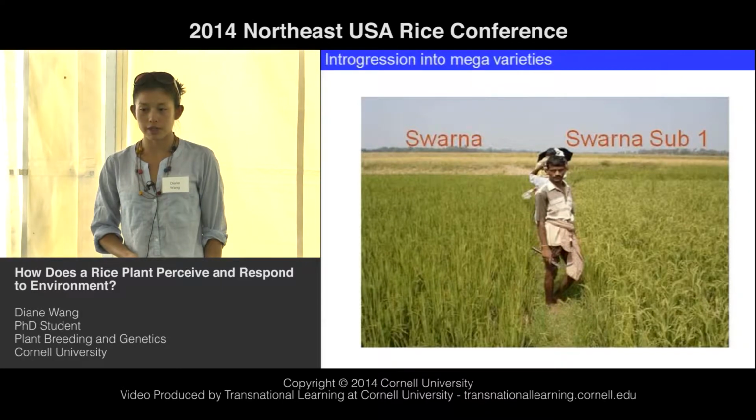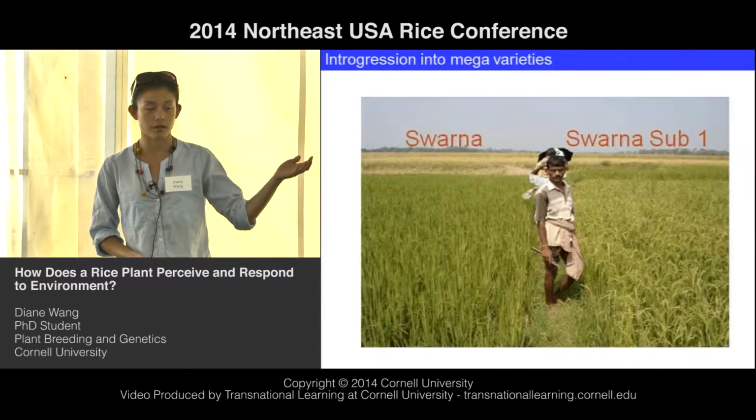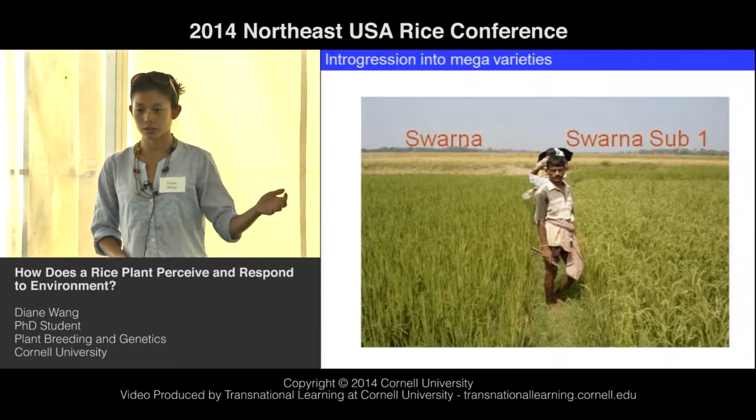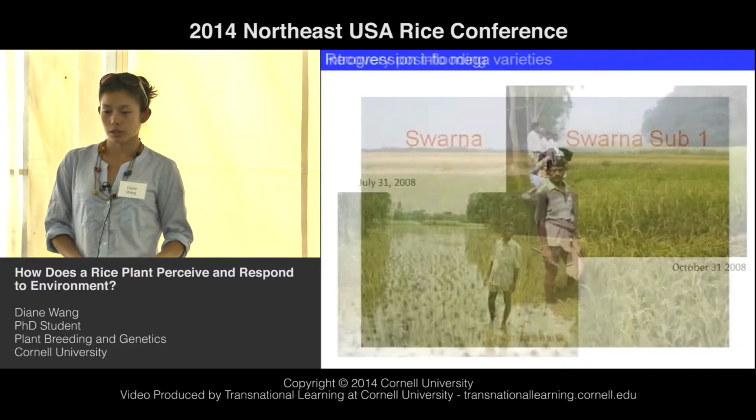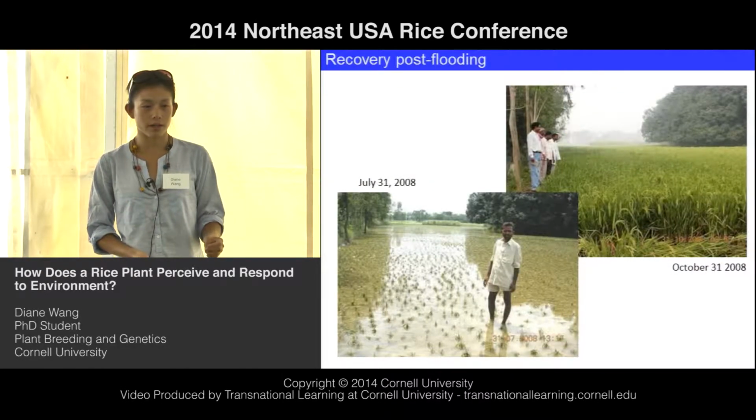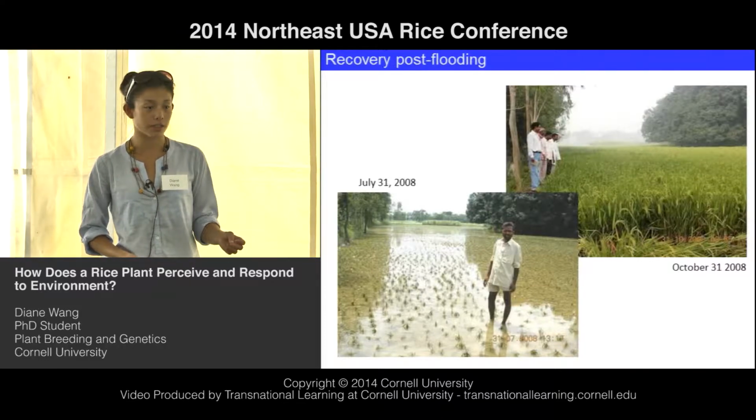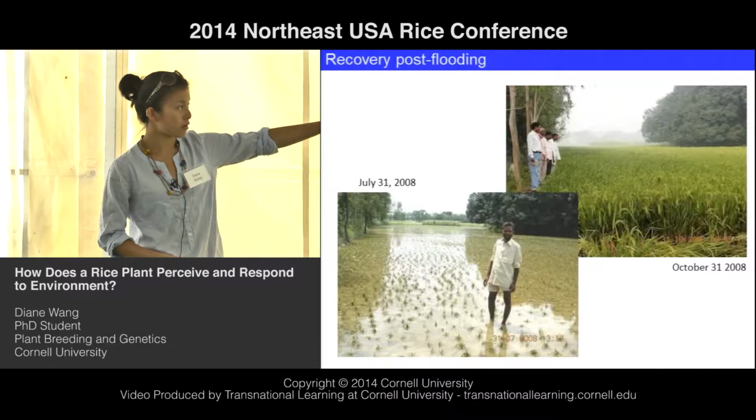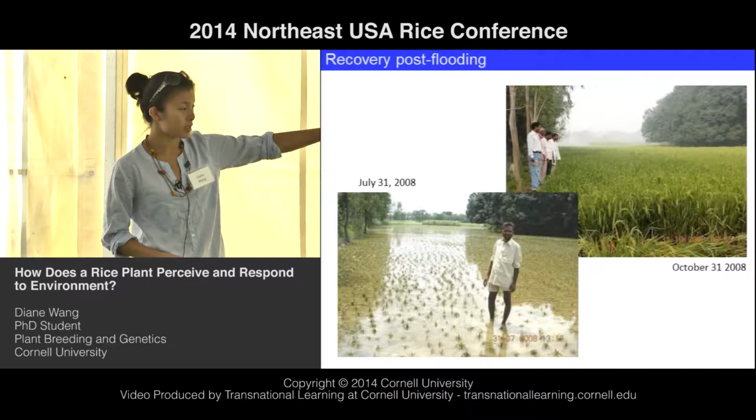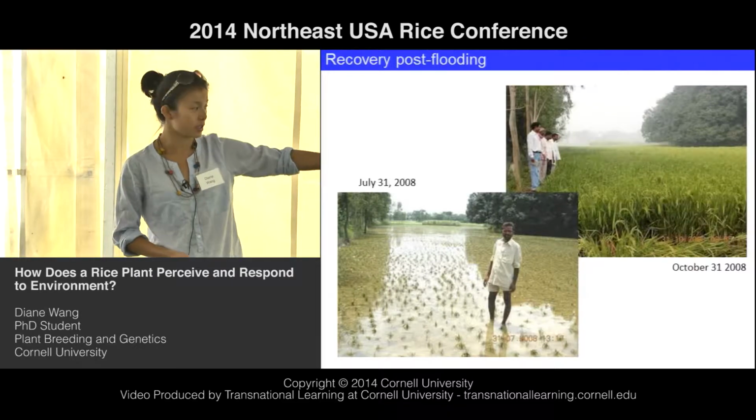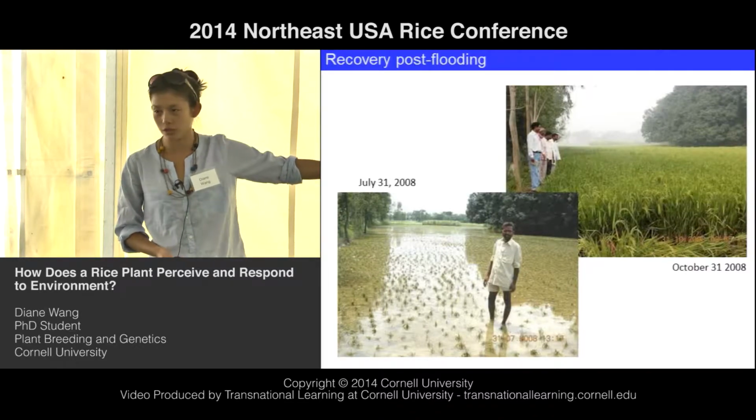So we don't see very many negative trade-offs in terms of growing a variety like Sub1 in favorable conditions, which is really important. And then here we can see that Sub1A performs really well under flooding conditions. This is taken on July 31st, 2008, after water has receded from a flash flood, and you can see how wet the fields are and they don't look so good.